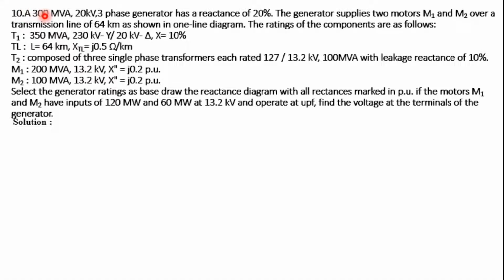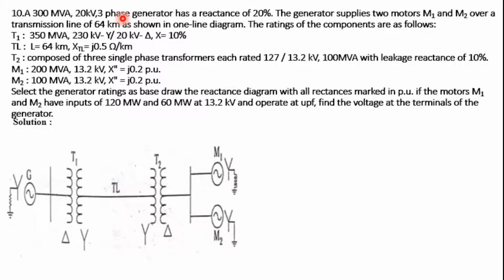Let's consider a 300 MVA, 20 kV three-phase generator that has a reactance of 20%. The generator supplies two motors, M1 and M2, over a transmission line of 64 km. The reactances of the components are given here.